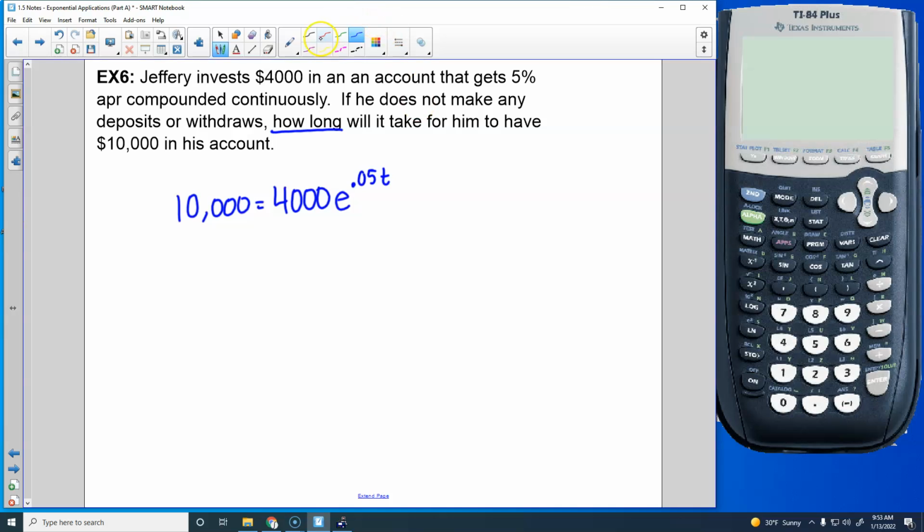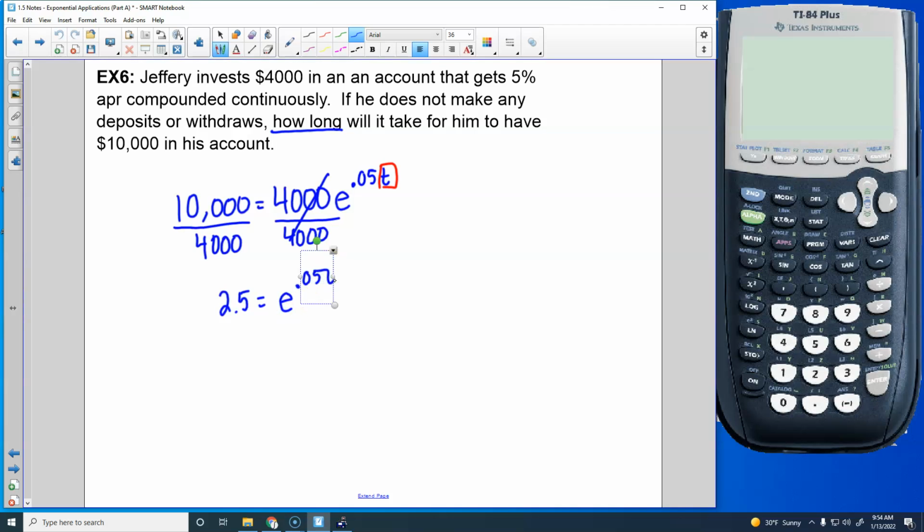So we're trying to get this t by itself, but it's all the way up here in the exponent, right? So before we can get the t by itself, we got to get the e by itself, which means we got to get rid of that 4,000. So I can divide both sides by 4,000. And that is going to be 10 divided by 4, which is 2.5, equals e to the 0.05 t.